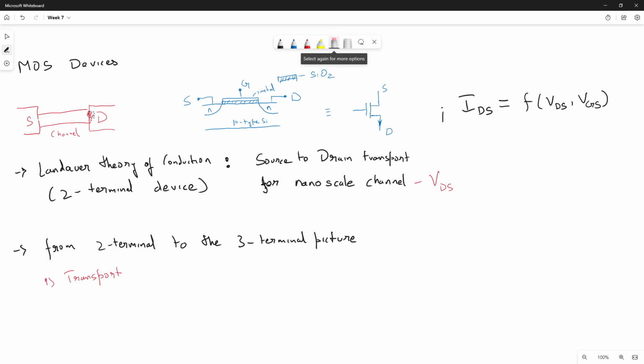Why am I scribbling too hard? I was supposed to. Yes, sir. Okay, so that is the point. Now you will see that that aspect also holds here.